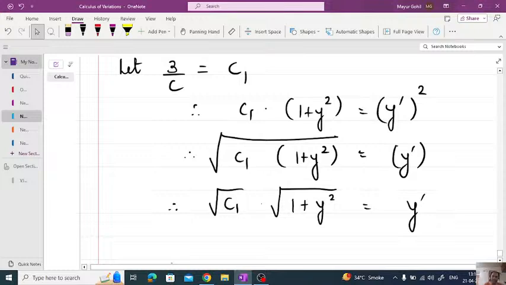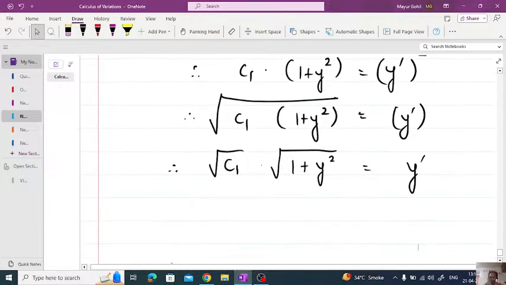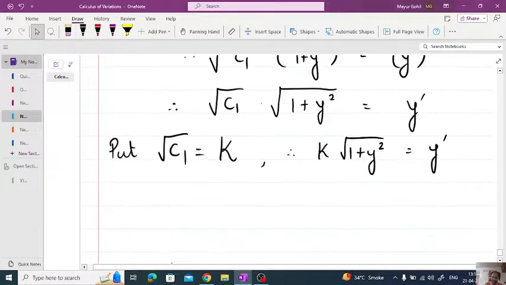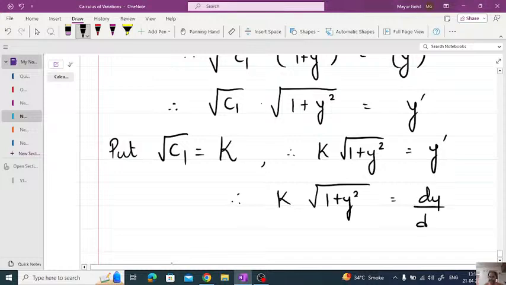This root c1 can be written as something, you can write some number over there, not a problem. So put root c1 equal to capital K, no problem. Therefore capital K into root of 1 plus y square equals to y dash. Now what is y dash? Y dash is dy by dx, right? Therefore capital K into root of 1 plus y square is dy by dx.